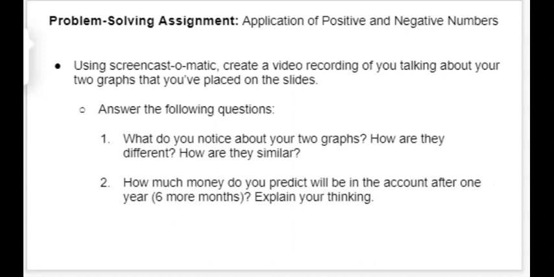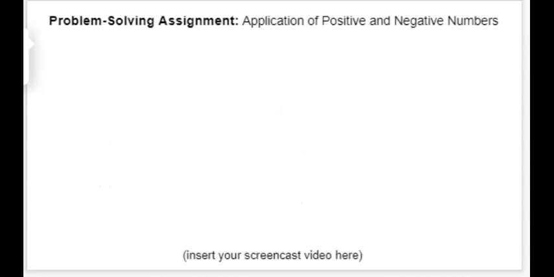Now the last step is to use Screencast-O-Matic, like I am now, to create a video recording of you talking about your 2 graphs that you've placed on the slides. You're going to answer the following questions. What do you notice about your 2 graphs? How are they different? How are they similar? And then you're going to make a prediction about how much money will be in their account after 1 year, or after 6 months of data that we don't have. I want you to explain your thinking. You're going to put that video on the last slide here.